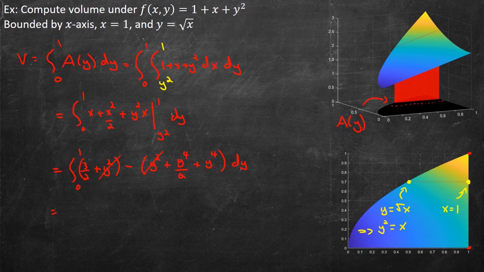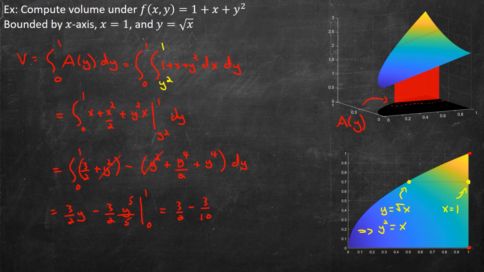And let's integrate now with respect to y. The 3/2 becomes a 3/2 times y. The y to the 4th over 2 and y to the 4th is just a 3/2 y to the 4th. So I'm going to subtract that 3/2. And then y to the 4th integrates to y to the 5 divided by 5. And I'm evaluating this between 0 and 1. Plug in 1 and I get 3/2 minus 3/10. Plug in 0 and I have nothing.